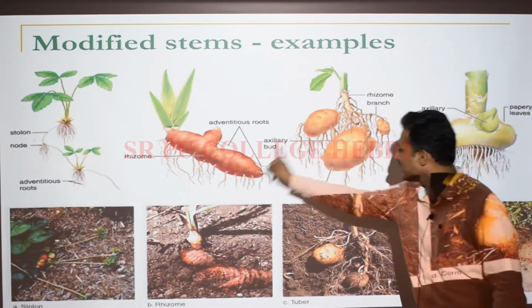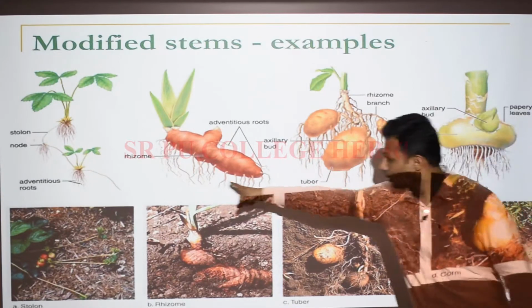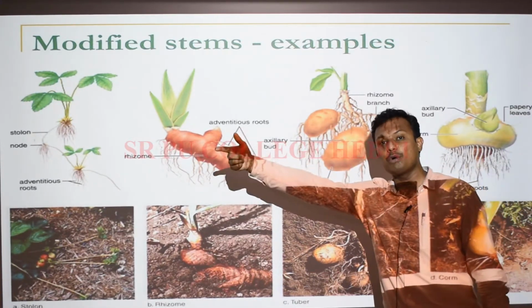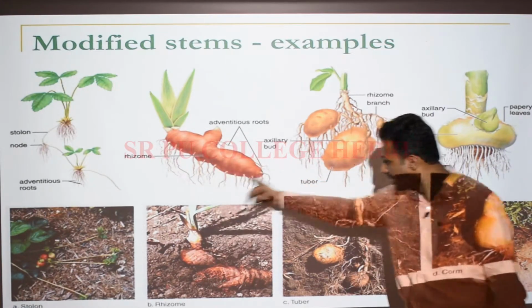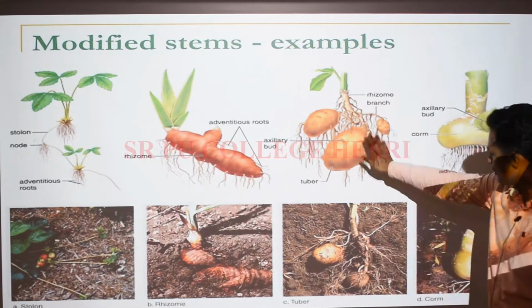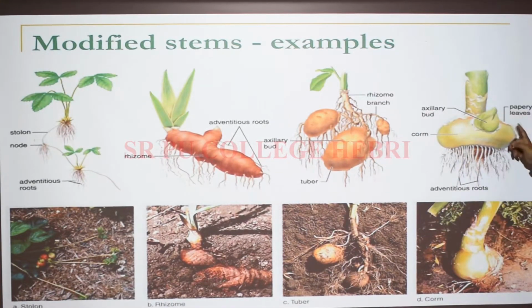So from the stem, you can see the roots growing, and those roots which grow from any part of the plant body other than the radicle are called adventitious roots. That is why they have labeled them as adventitious roots. So this is tuber and this is called corm, right?